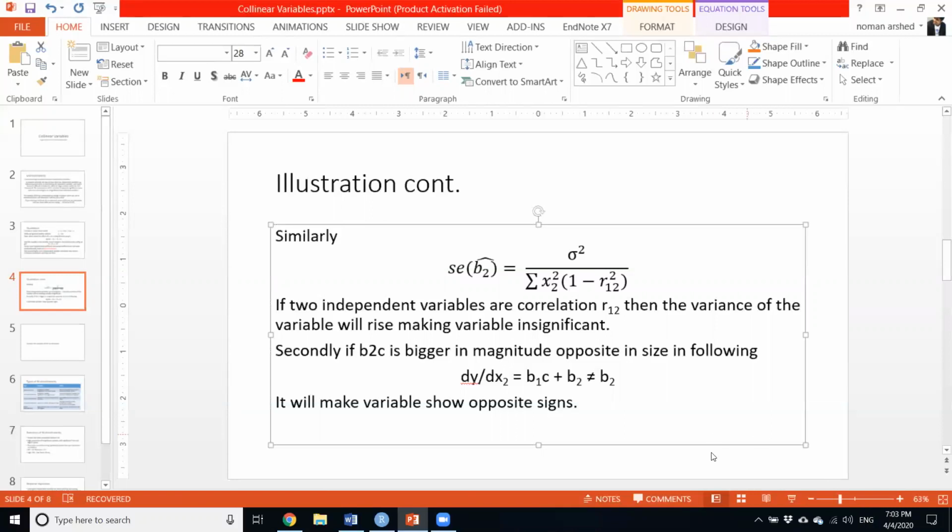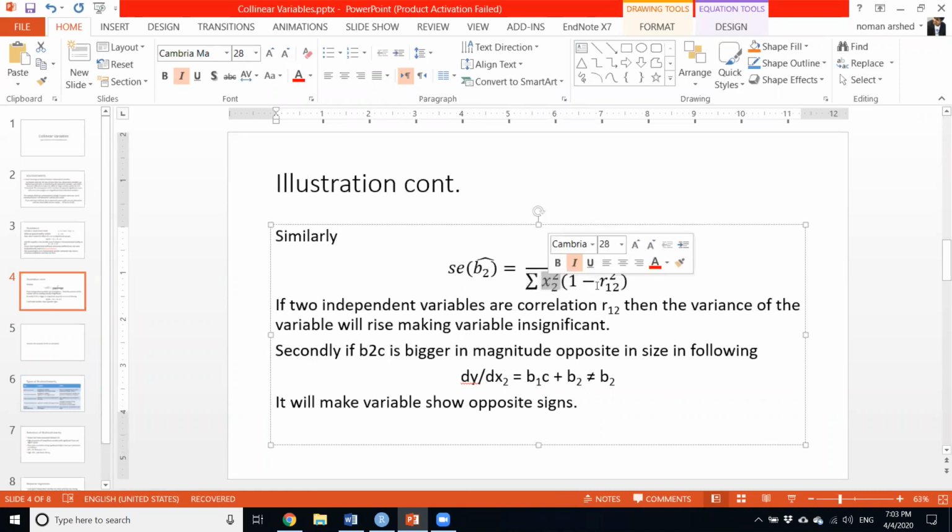So the formula is that the standard error of a slope 2 depends upon the variance of the model divided by variation in the x2 variable and the correlation between x1 and x2. So it means if the two independent variables are correlated, which is R12, then the variance of the model will rise. It will increase because the bigger the number, and this becomes smaller, and overall it will become bigger.